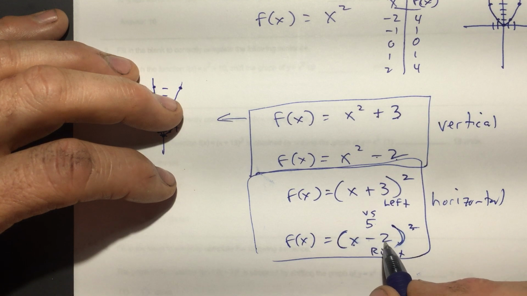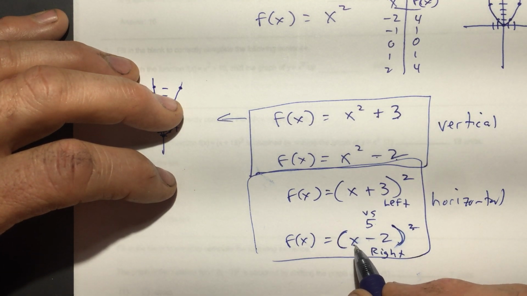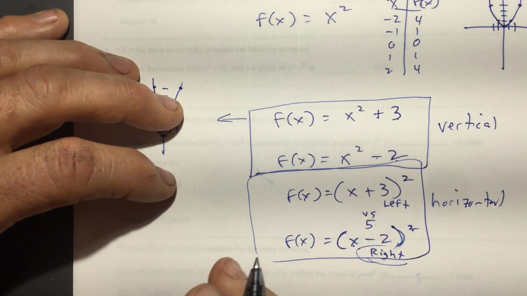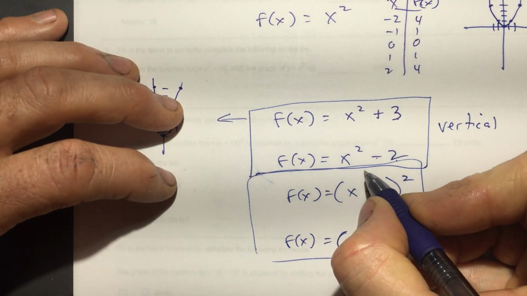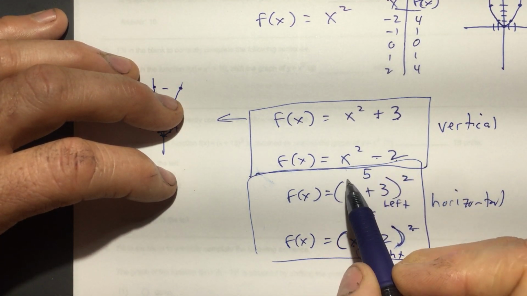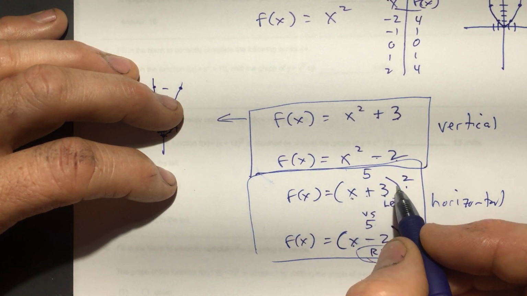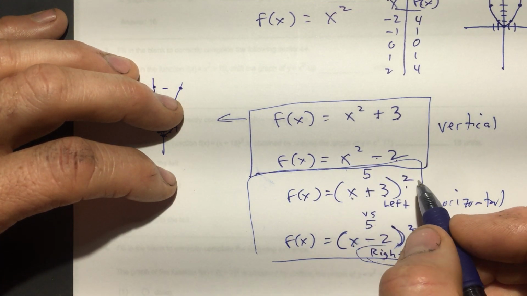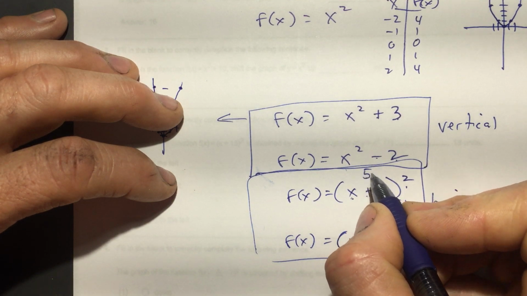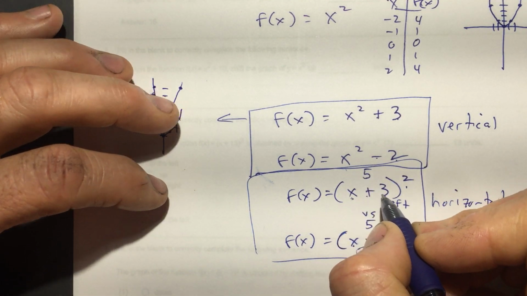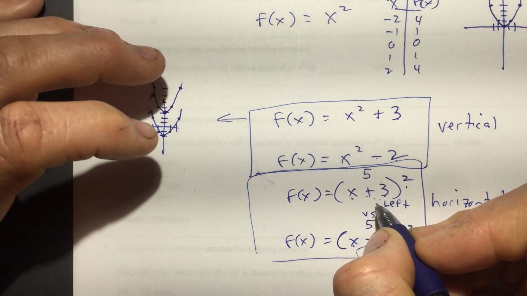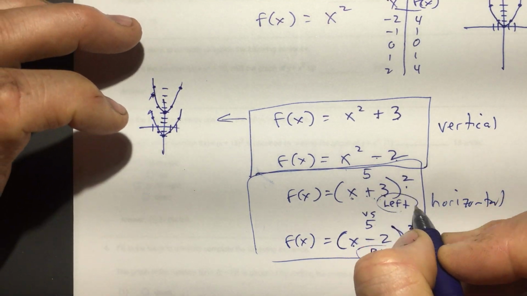So this minus 2 has the opposite effect on this x, which means it moves it to the right, which would be 2 more. Versus here, if I wanted 5 squared here, that means x would have to be 2. 2 plus 3 would be 5, 5 squared. So to get this same effect as 5, x would have to be 2, which is 3 less. So this plus 3 makes x have to be 3 less, which moves it to the left.